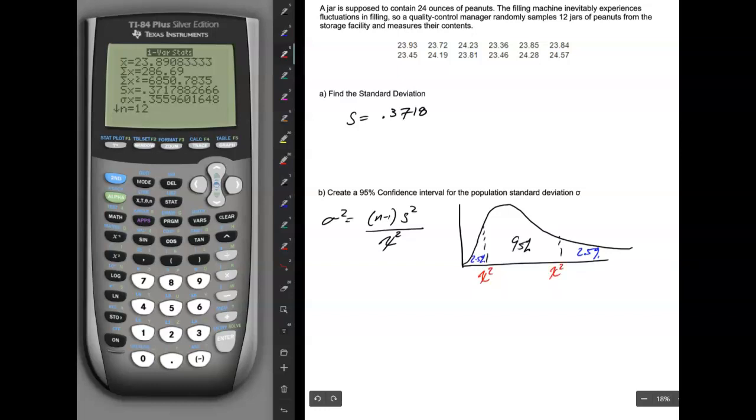And what we want to find are what are these two values or critical values from the chi-squared distribution. And remember, when we plug into our calculators, we're always plugging in the area to the right of that point. So this would be 95% plus 2.5%, so 97.5, or chi-squared 0.975. Likewise, from this point, that would be 2.5%, or chi-squared 0.025.